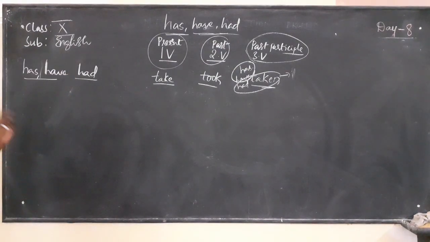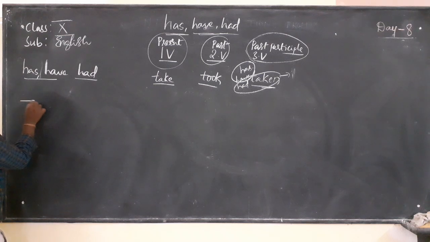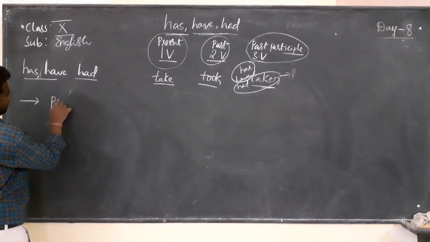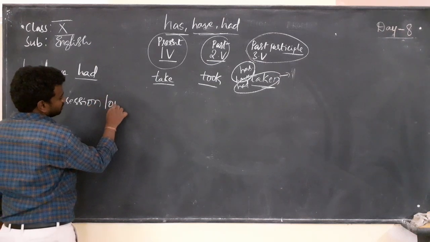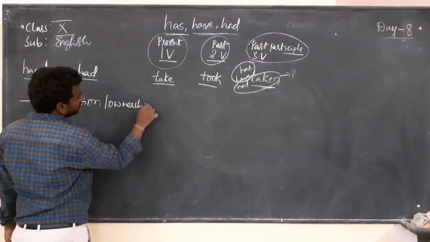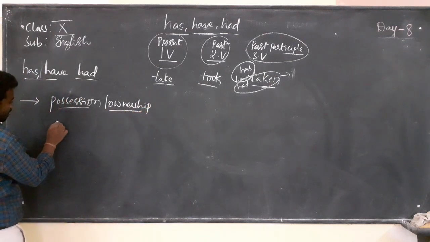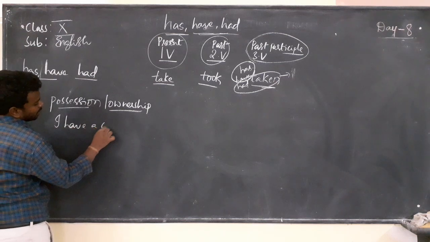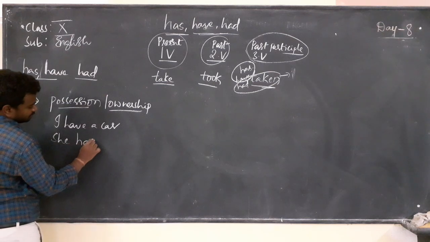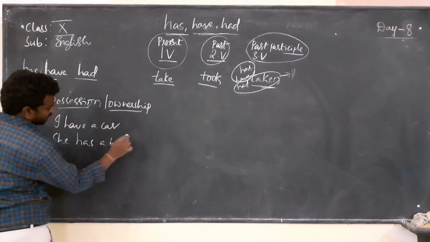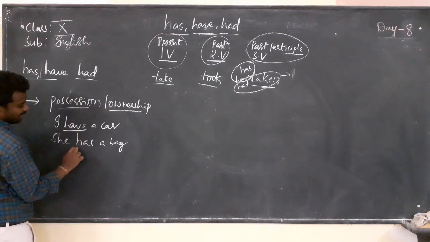Now let us see the functions of have forms. Has, have, had usually indicate possession or ownership. For example, I have a car. She has a bag. Right.